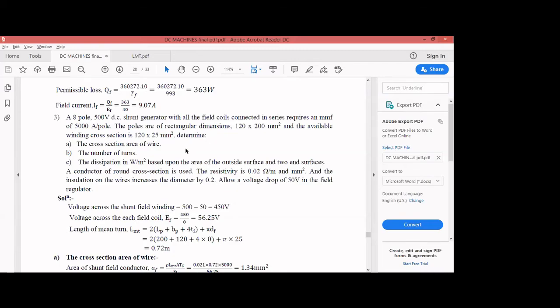Determine the cross section area of the wire, the number of turns, and the dissipation in watts per meter square based on the area of the outside surface and two end surfaces. The conductor has a round cross section. The resistance is 0.002, and the insulation increases the wire diameter by 0.2. Allow a voltage drop of 50 volts in the field regulator. This is the statement of the problem.